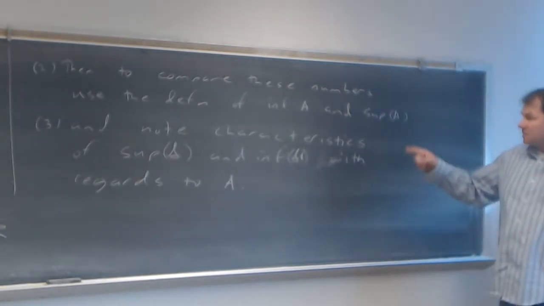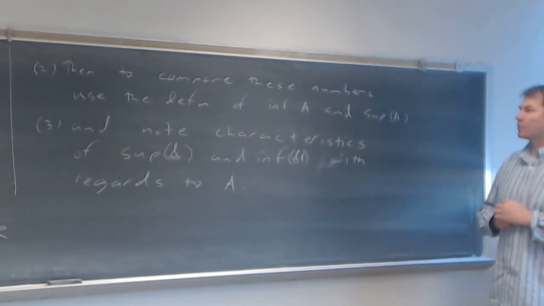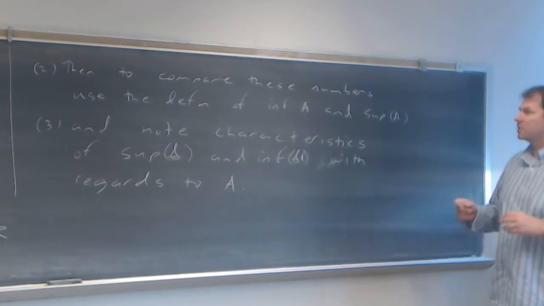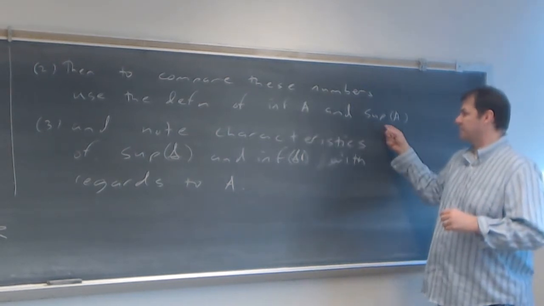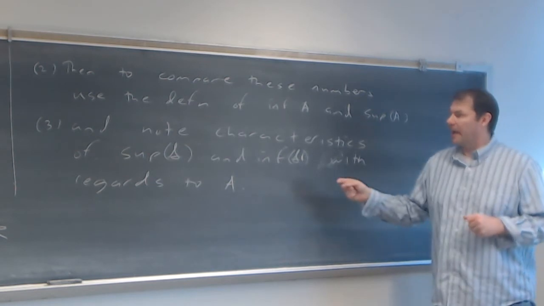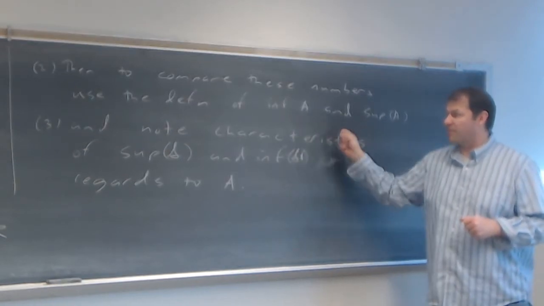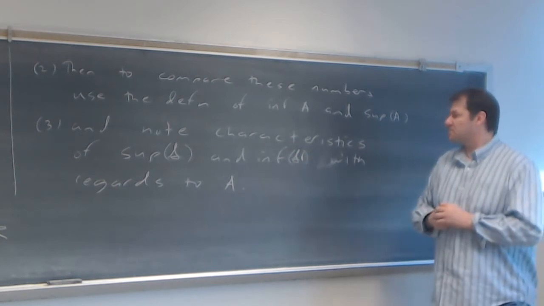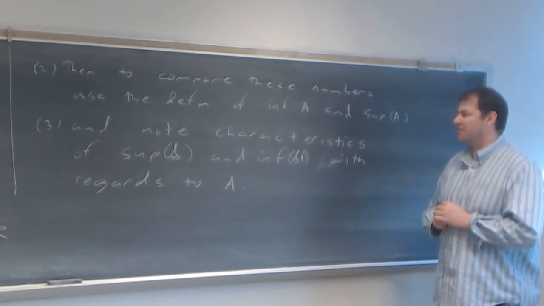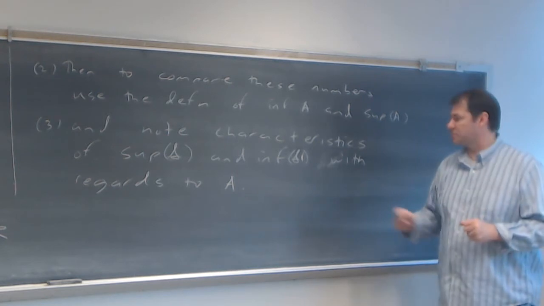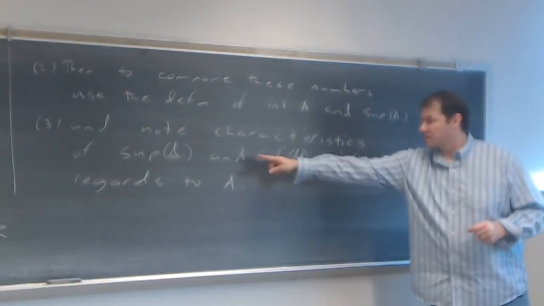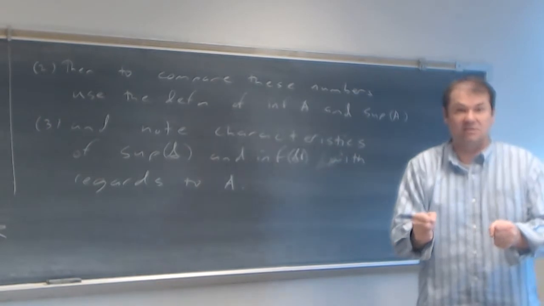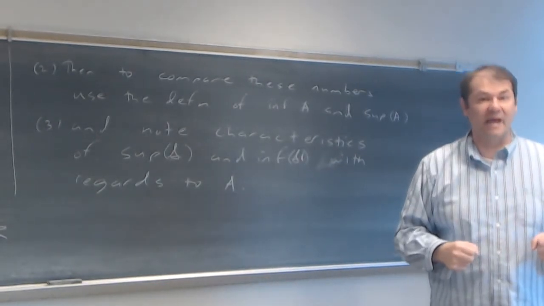So, once you have the existence of the 4 numbers involved, then when we compare these numbers, we're eventually going to use the definition of the inf and sup of A. And what I would do to help make that comparison is use characteristics of what the sup of S and inf of S have as numbers with regards to A. So sup of S says something about S, but it also says something about A because A is a subset of S.